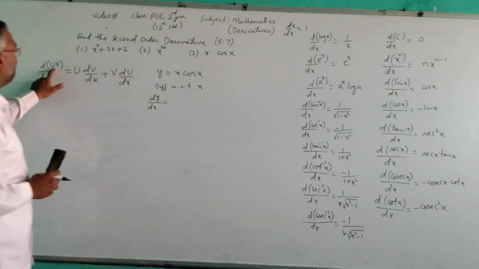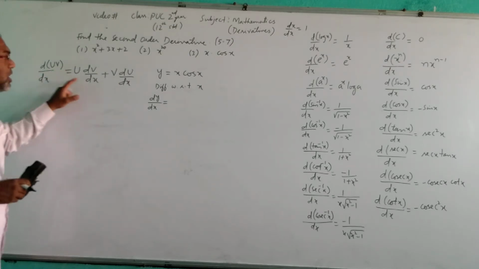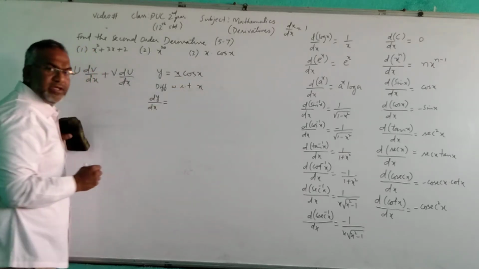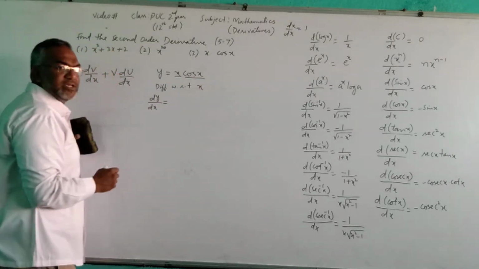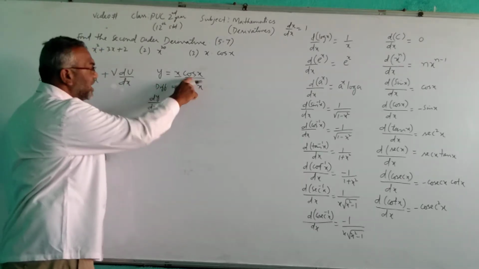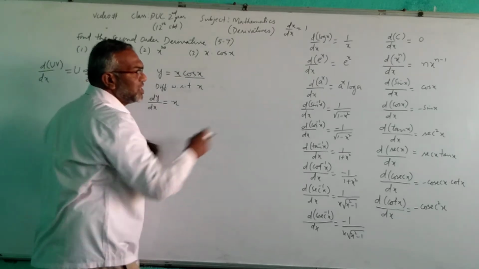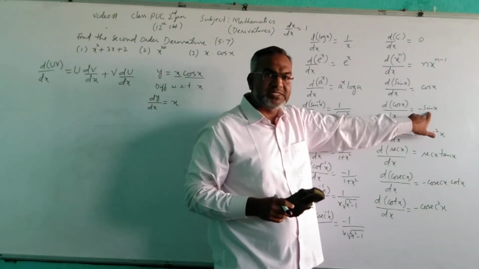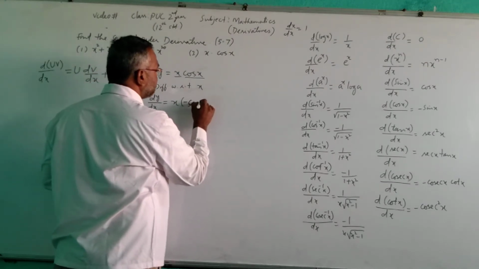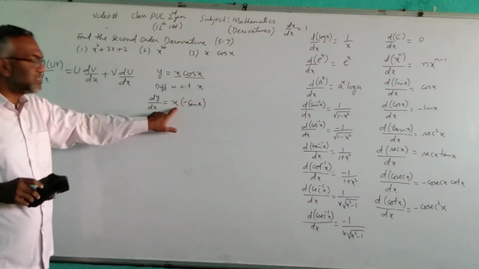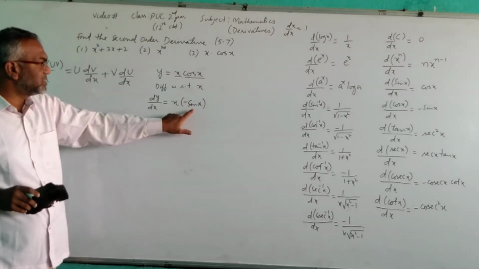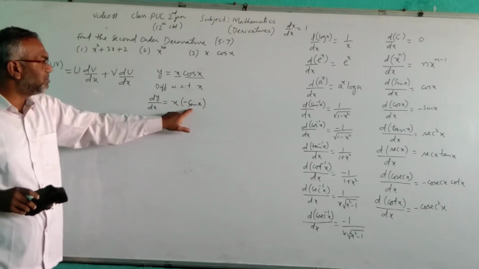To, according to the UV product rule, first function must be as it is. So first function is x here and second function is cos x. So x as it is, differentiation of second function cos x is minus sin x. So differentiation will be minus sin x. First function as it is, derivative of second. They will be in product.